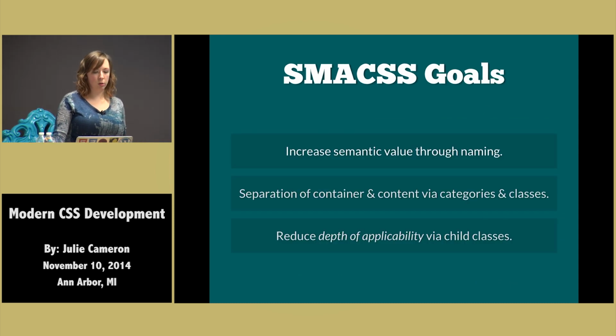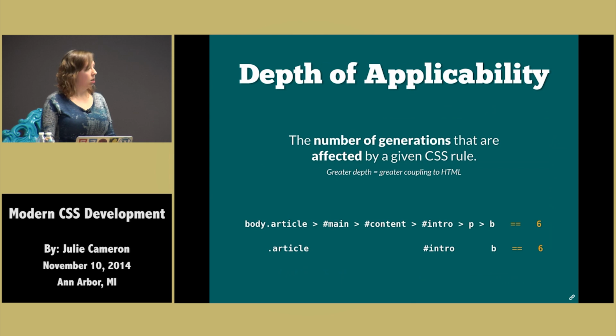So SMACSS has a few goals. We want to increase semantic value through naming. He is a big advocate of semantic classes. He aims to separate container and content via these different categorizations and via classes. And lastly, he aims to reduce the depth of applicability via child classes. So what does depth of applicability mean? That essentially means the number of generations that are affected by a given CSS rule. So the greater the depth, the greater your coupling to your HTML.